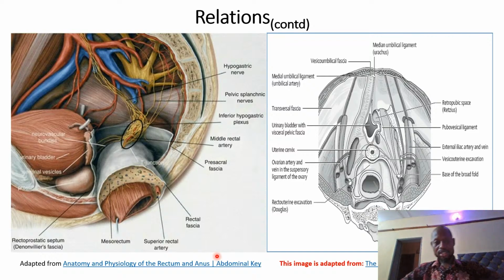All right, so again, they slope downward and medially to meet their fellow at the apex of the bladder, so they lie against the front of the pelvic diaphragm. That's the front part of the pelvic diaphragm. On this side, you will see the obturator internus also. You will see the obturator internus.